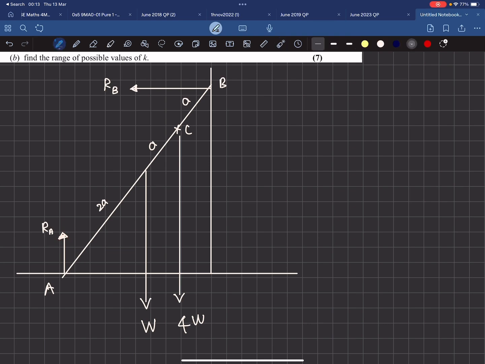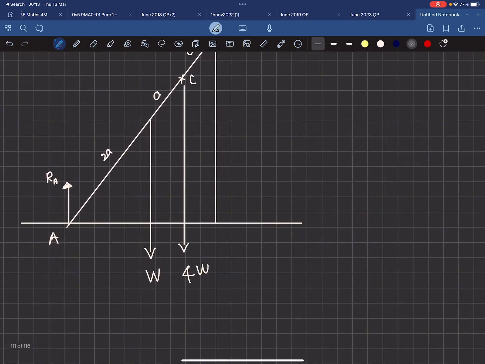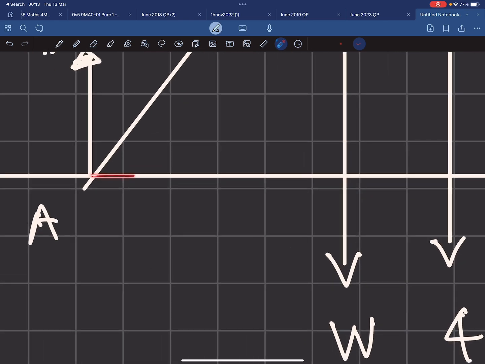There is no friction on the wall because it was a smooth wall. But it says here smooth wall, but I have to find the friction. So friction is always acting towards the wall, because there is a tendency that this ladder can slip off in this direction. So therefore, I'm going to put the frictional force to my right-hand side. So that's the friction. I'll just highlight this friction in yellow.